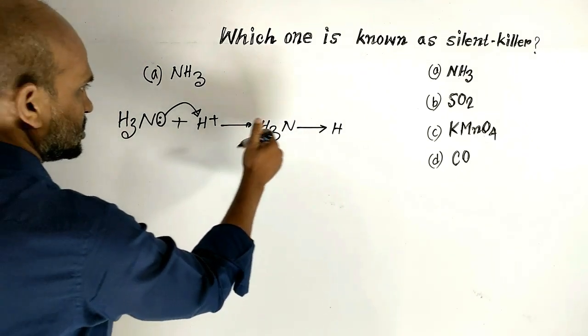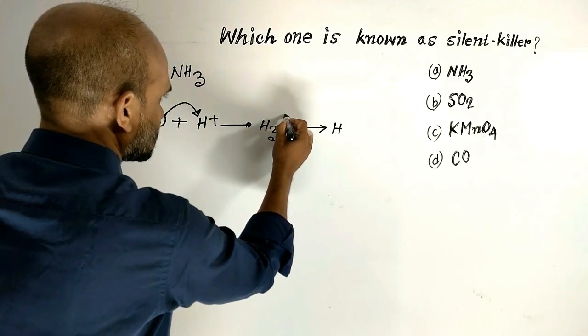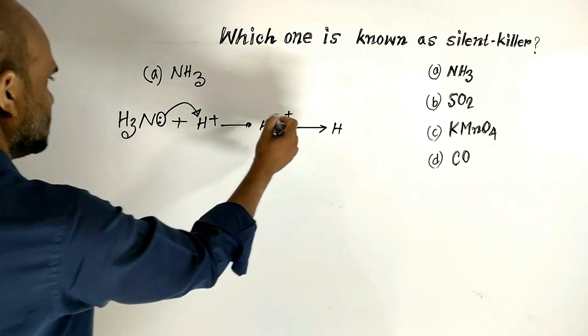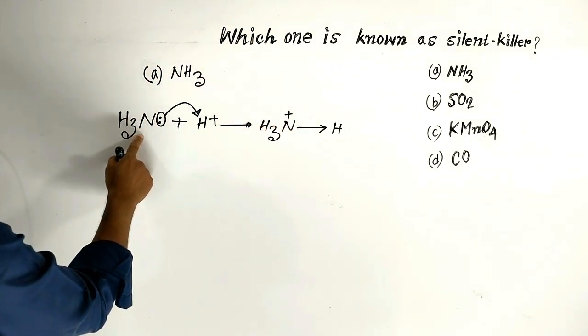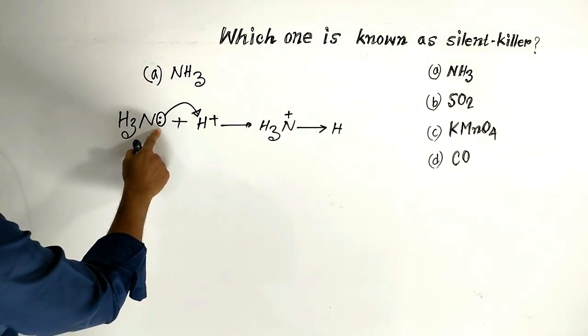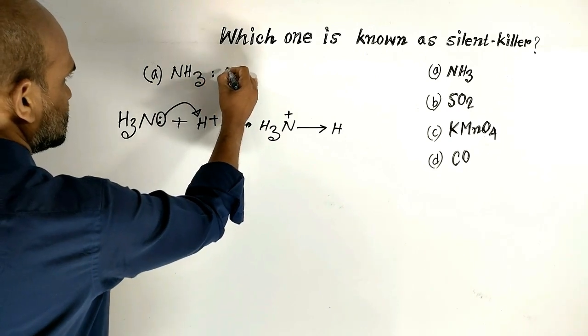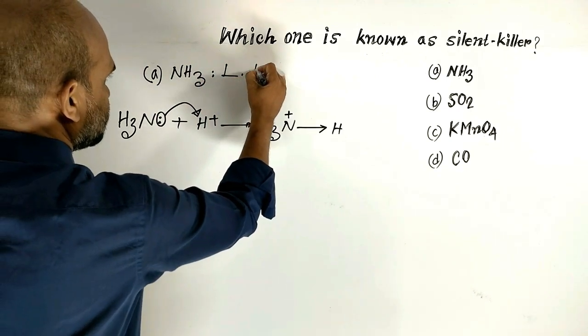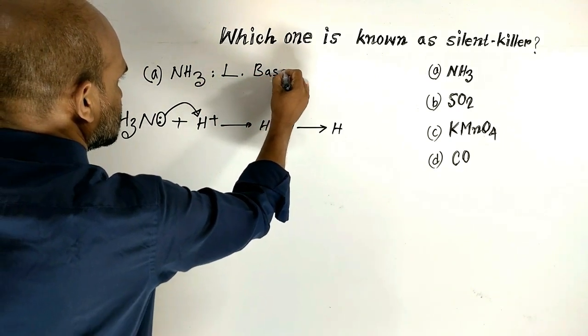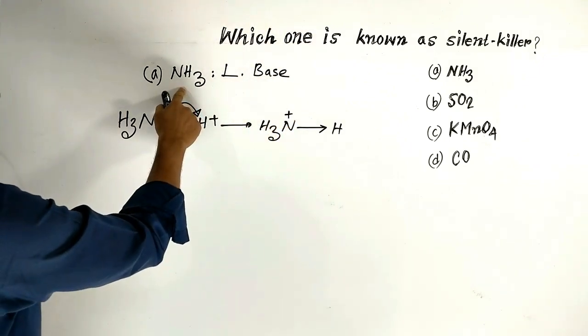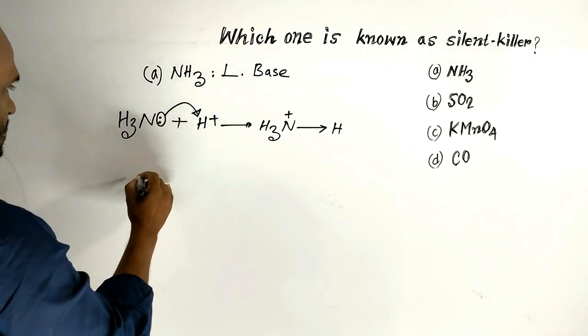Positive charge shifts on nitrogen atom. So here ammonia acts as electron pair donor. So this is Lewis base. Ammonia is a kind of Lewis base.